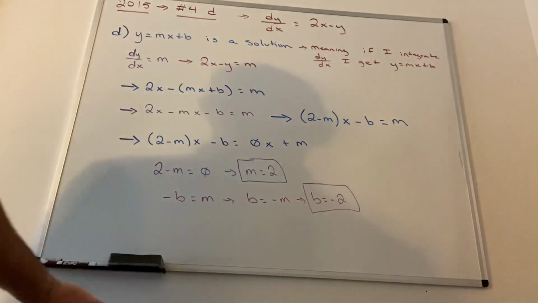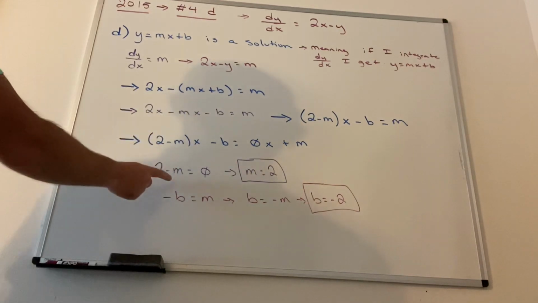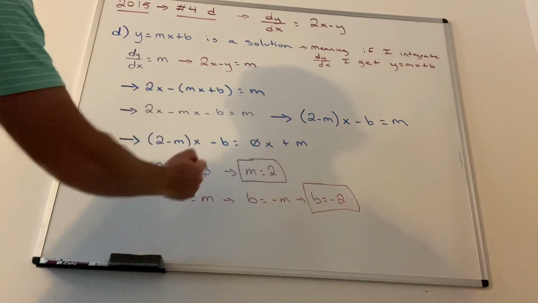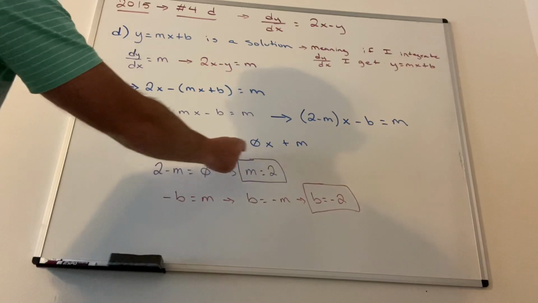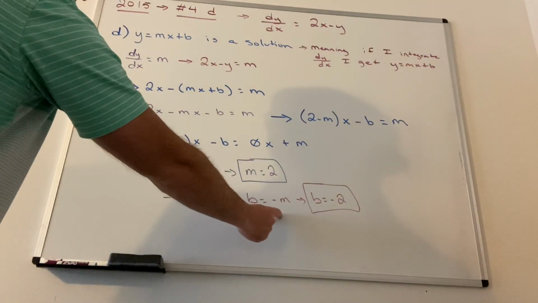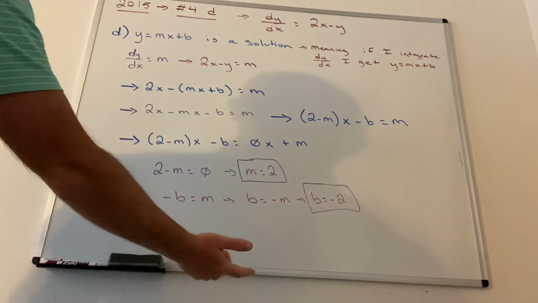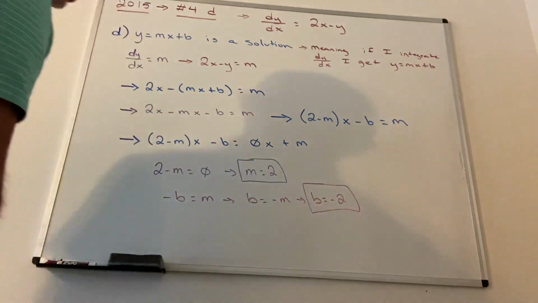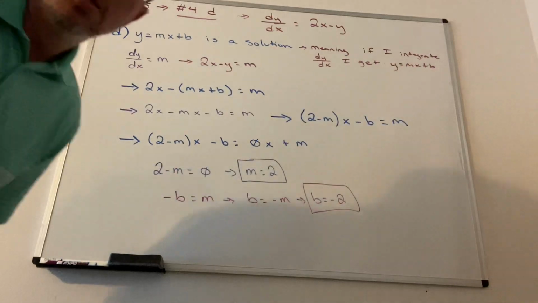to this. So 2 minus m is equal to 0, add m, so m is equal to 2, and then negative b and m have to be equal to each other, so b is equal to negative m. You already know what m is, so you can just toss it in there, and so b is equal to negative 2. All right.